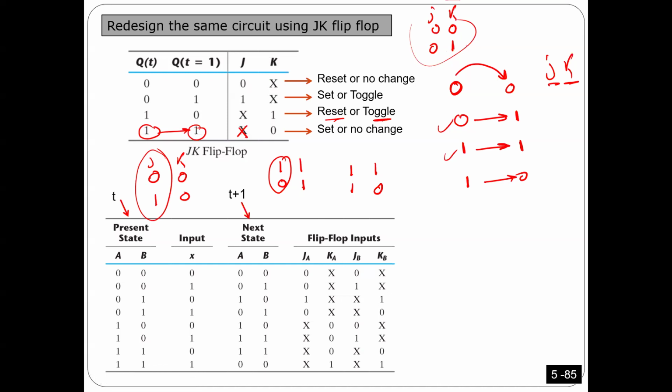And what is the meaning of X? It means don't care. So when you design, when you make the K-maps, this will be don't care. Okay. So now I will make this table here, guys.